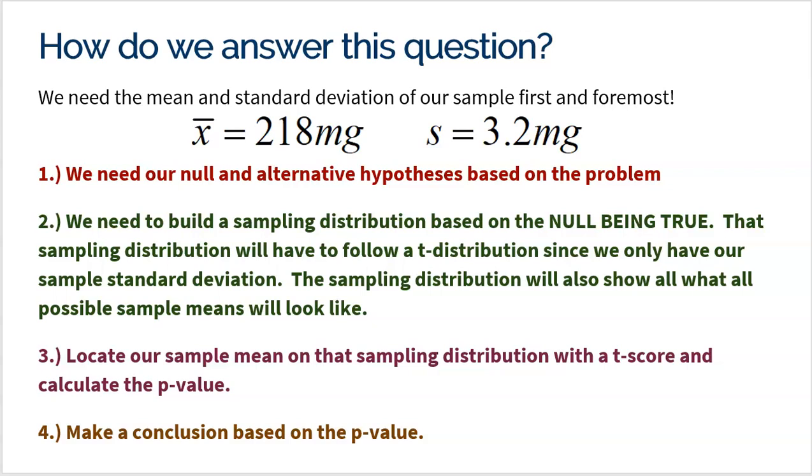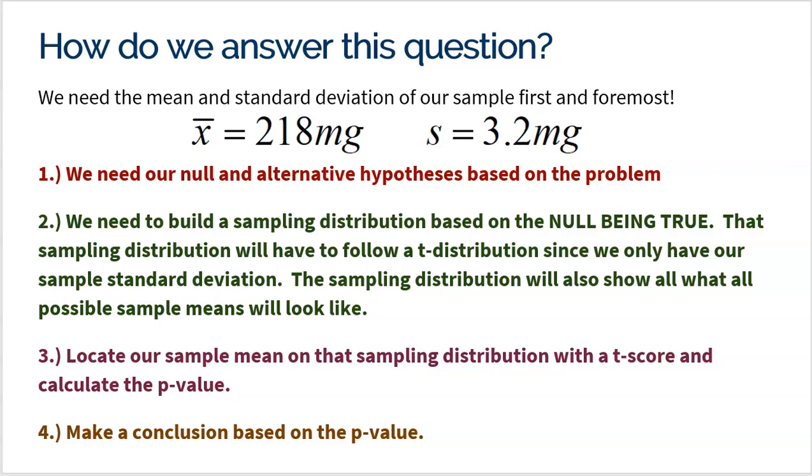All right, so here are the 4 steps that I mentioned. These 4 steps should sound familiar because they were the same as when we worked with proportions. First, we need our null and alternative hypotheses based on the problem. Then we need to build a sampling distribution based on the null being true. We have to believe that the null hypothesis is true, and that would be that there is 220 milligrams of caffeine in the pills, because that's what's supposed to be true. So we just have to believe that to be true.